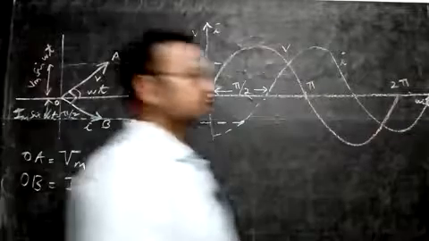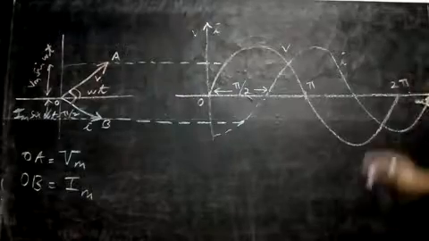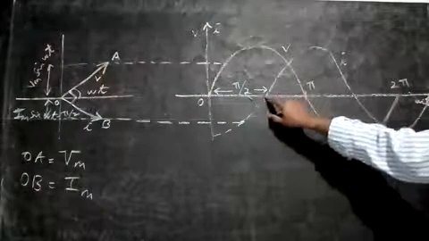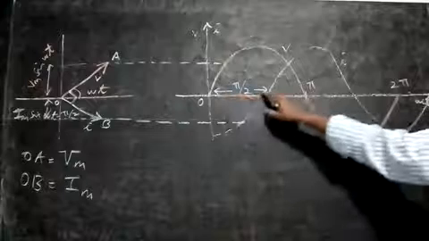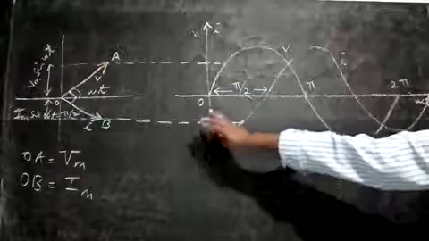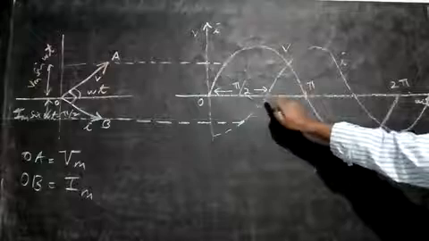From this graph you can see that the current is lagging behind by pi by 2. Voltage starts here, current will start here. Remember these are dotted lines, just drawn so that we can draw the phasor. You should note that down.